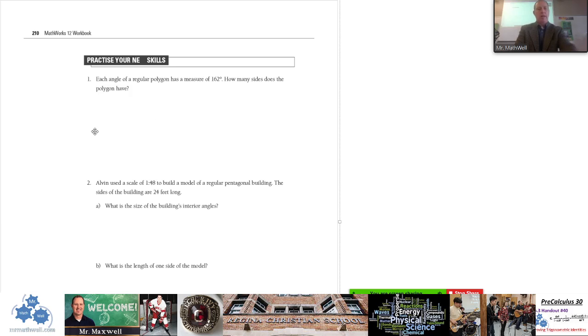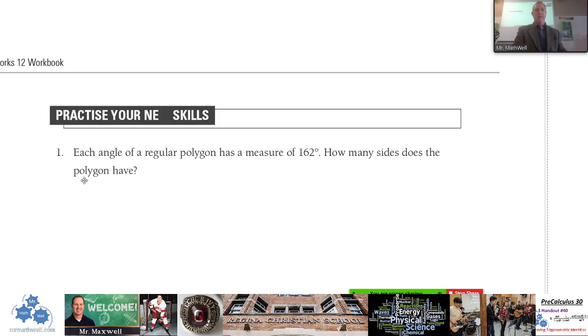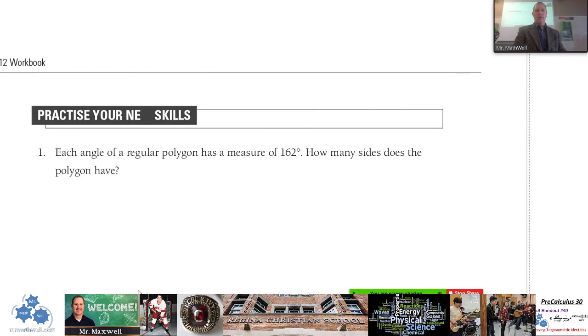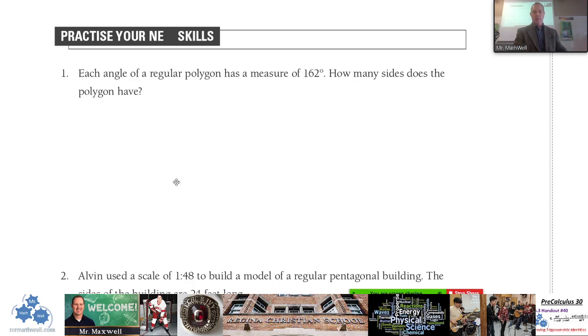Awesome. Okay, let's take a quick look at practice your skills on page 210. Let's take a look at question number 1. Each angle in a regular polygon has a measure of 162 degrees. If you could envision this, each interior angle of this polygon is 162 degrees. Is this a triangle? A quadrilateral? A pentagon, a hexagon, a heptagon? How many sides does this end up having?